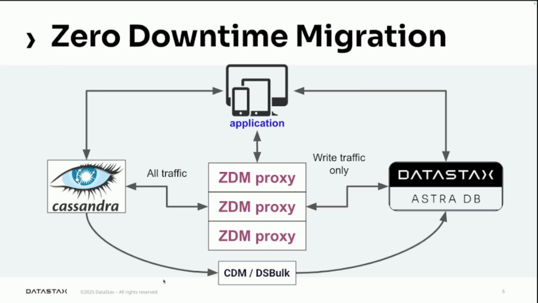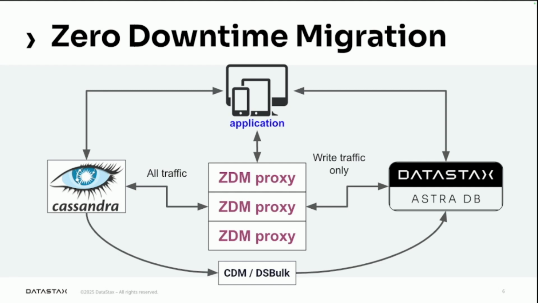So, real quickly, just like I talked about a lot in the last video, the zero downtime migration is essentially a way to build a bridge between an Apache Cassandra cluster or a DSE cluster and DataStax AstraDB. What happens is that we stand up multiple clients of the ZDM proxy application, and that sits between the application and the databases. So whenever there's a write operation, the application connects directly to the proxy, sends the write to the proxy, and the proxy forwards the writes on to both databases.